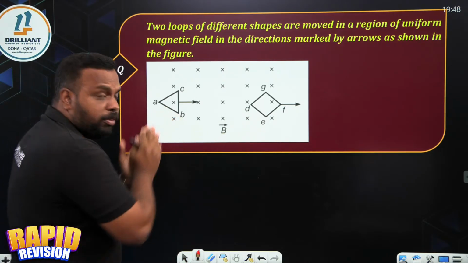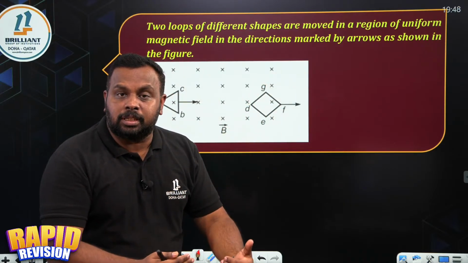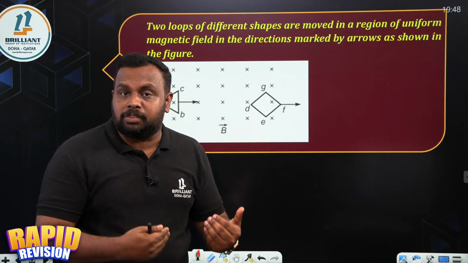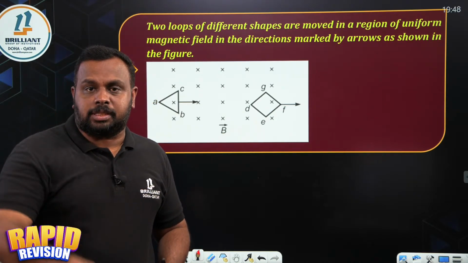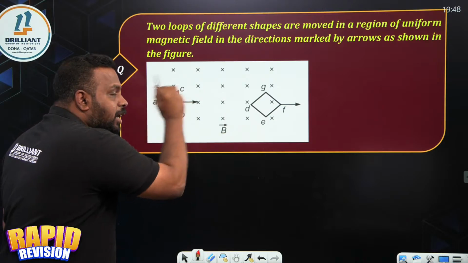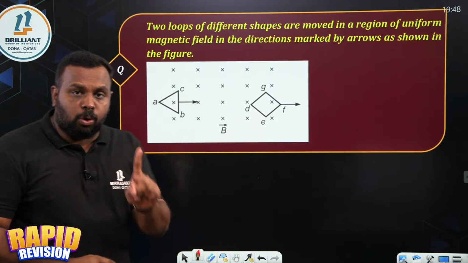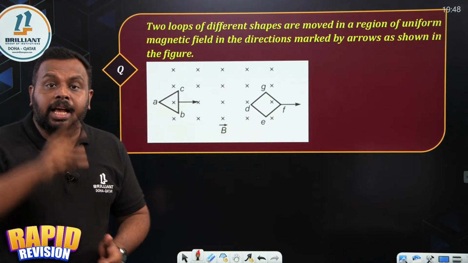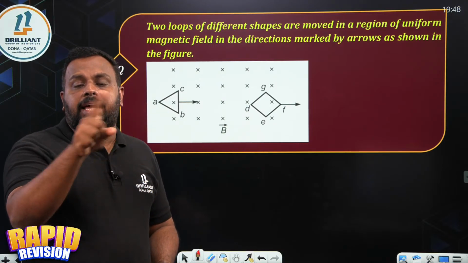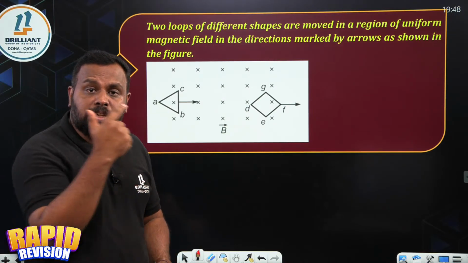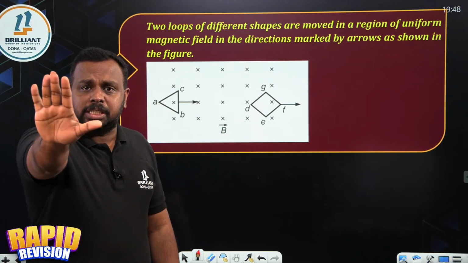Reason for inducing EMF in coil ABC is flux is increasing. Induced EMF will try to oppose it. For that we should try to decrease the present flux. We need a new flux opposite to the direction of the present flux. That means the induced current in ABC should flow in such a way that a new magnetic field should be created opposite to the direction of the existing flux. Existing flux is inward, opposite to the direction of existing flux. That means outward. Very simple, my dear students.